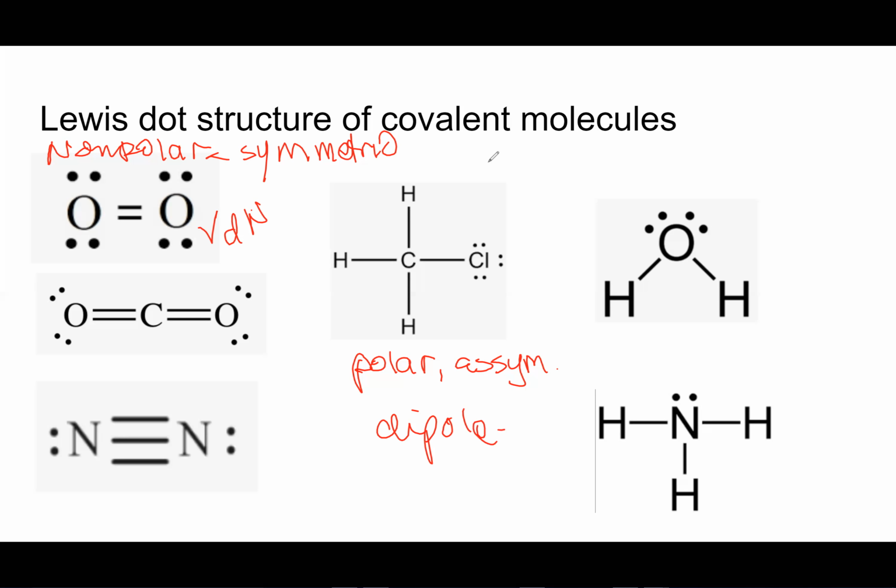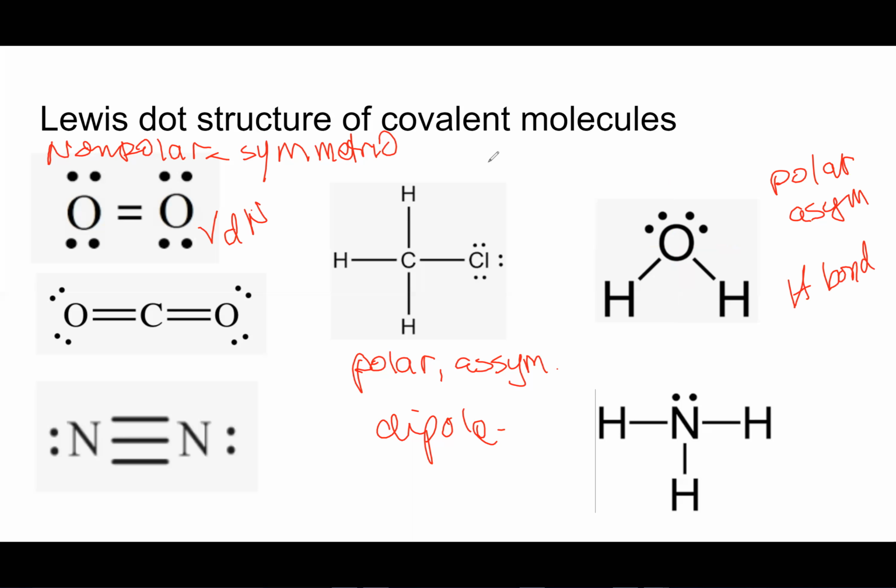And then this last one here, it's also polar, right? Polar. And it's asymmetric, because obviously they don't look the same top to bottom, side to side. And what kind of IMF do these molecules have? Hydrogen bonds. Yes.